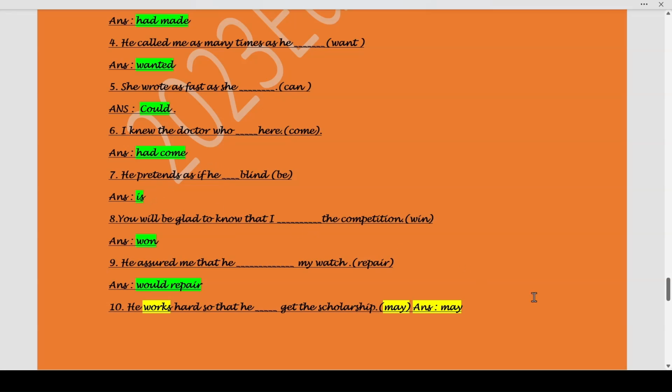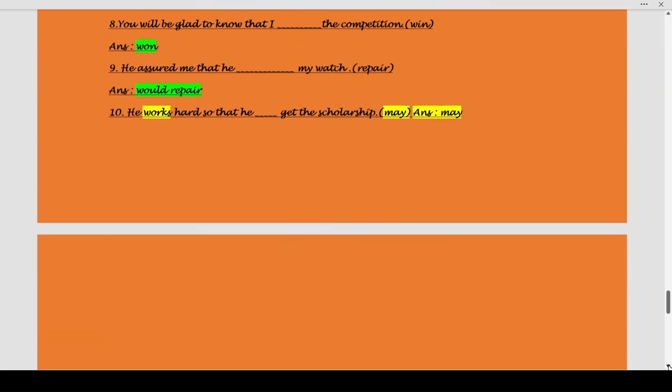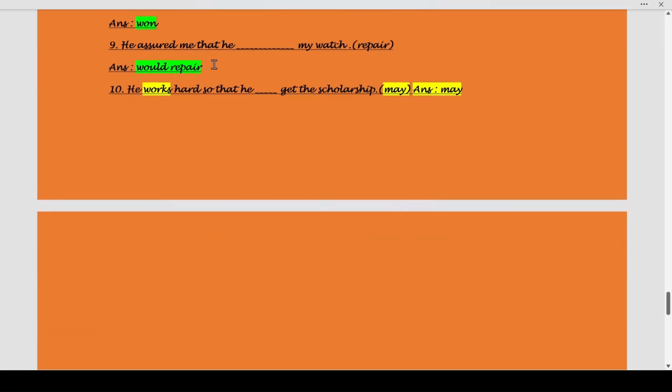Now, number 8, you will be glad to know that I won the competition. Now, number 9, he assured me that he would repair my watch. Repair. He assured me, past tense, that he would repair my watch. Now, he assured me, I am telling you about another person. So, he assured me that he would repair my watch.